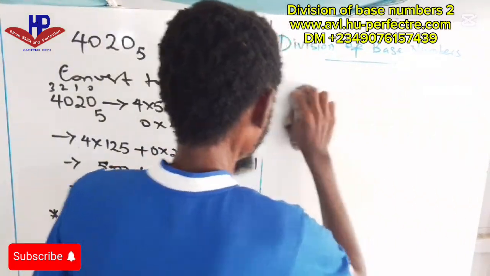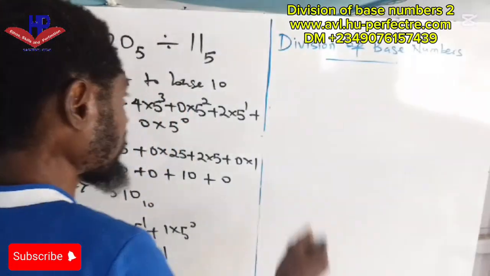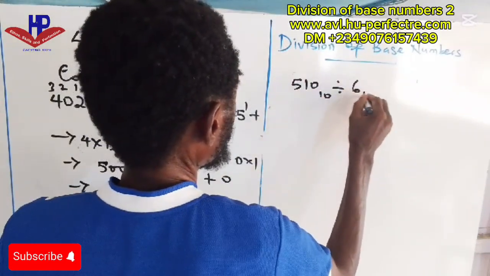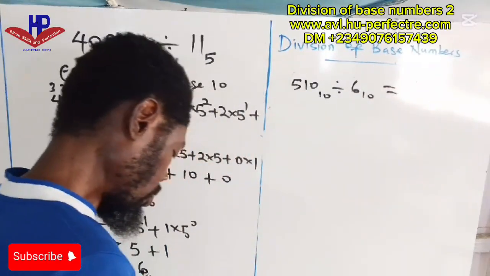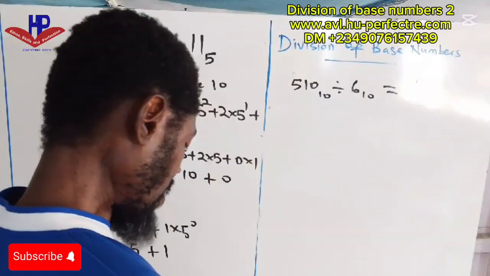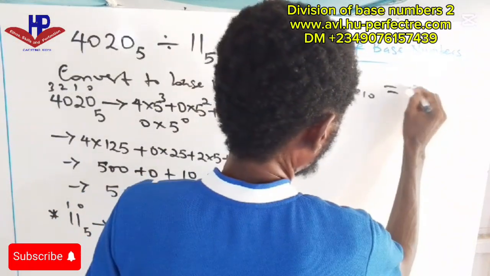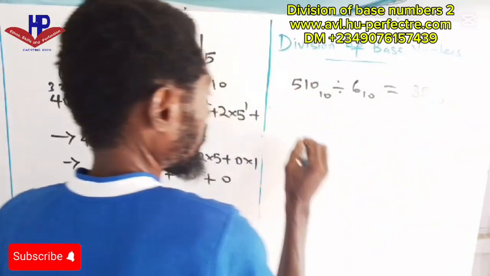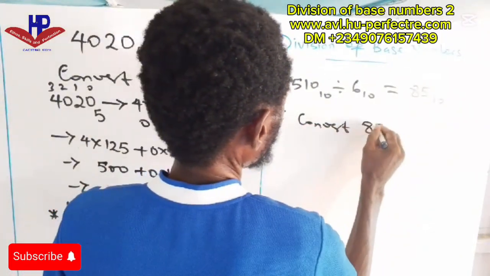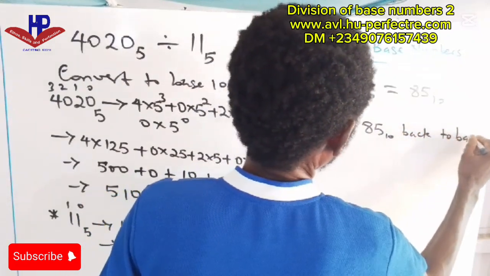So I'm going to divide right away 510 base 10 by 6 base 10. When you do that, you're going to have 85 in base 10. So I'm going to convert 85 in base 10 back to base 5.